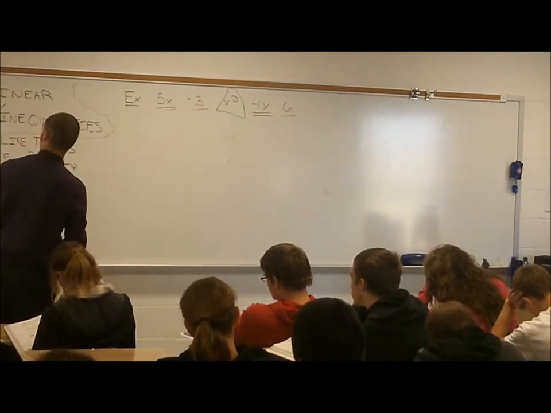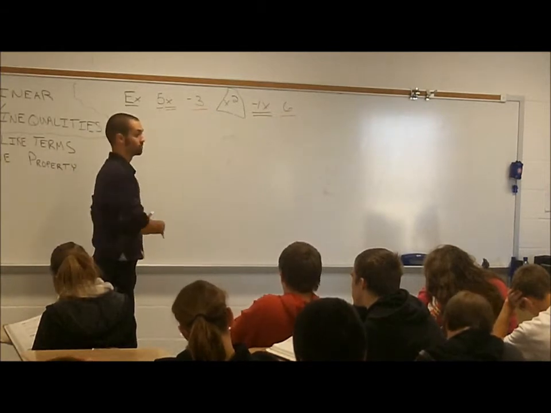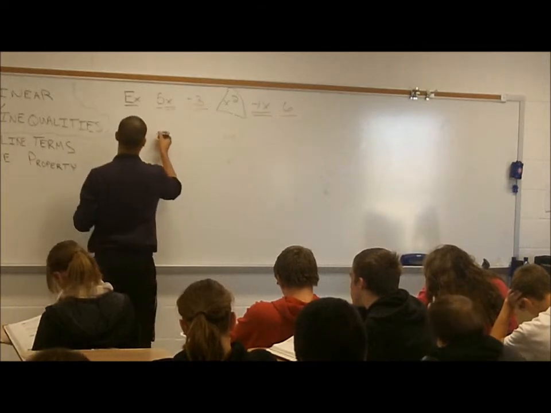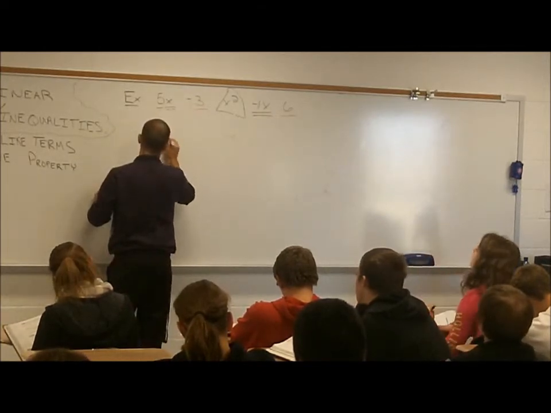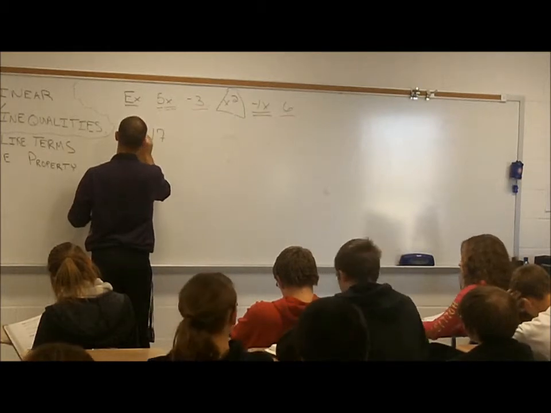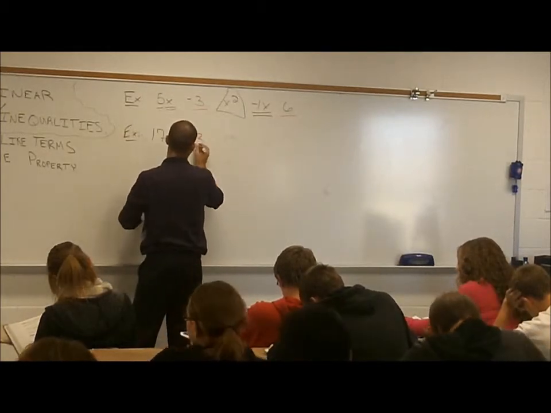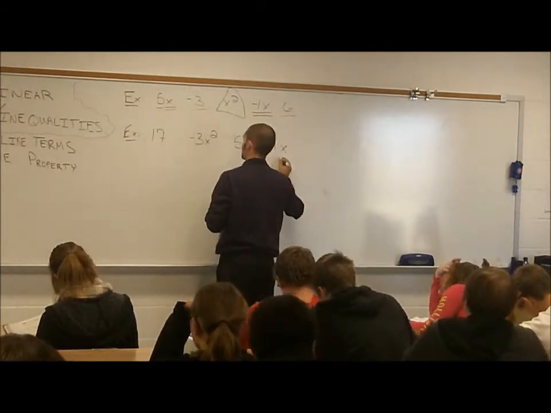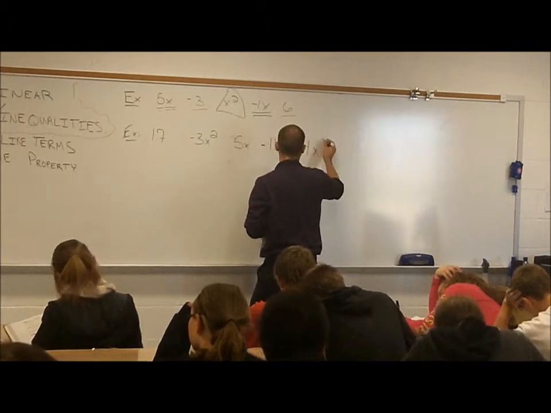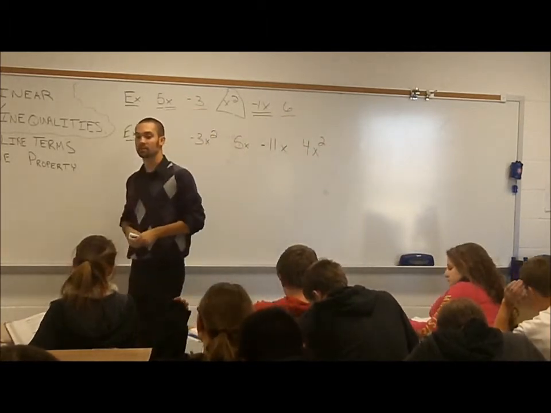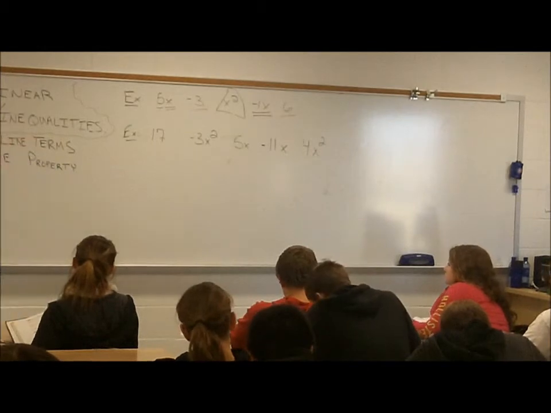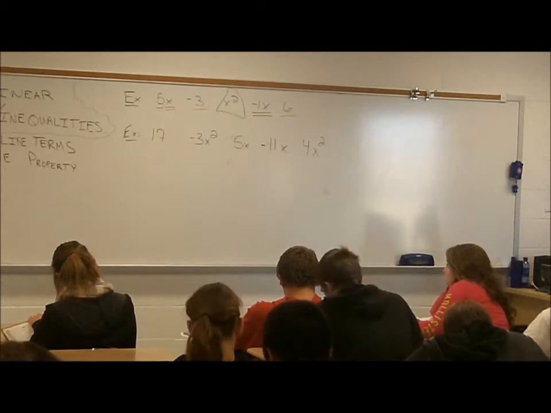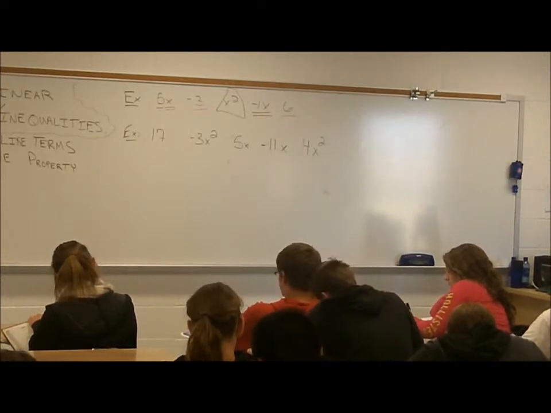Okay? So I want you to try this on your own. I'm going to put up some terms. I want you to tell me who's like and who's not. Here we go. 17. Negative 3x squared. 5x. Negative 11x. 4x squared. So go ahead and put shapes. If you find 3 alike, all 3 should have a triangle. Or if you have 2 alike, all 2 have a circle. That's how I want you to identify who's alike. Okay?